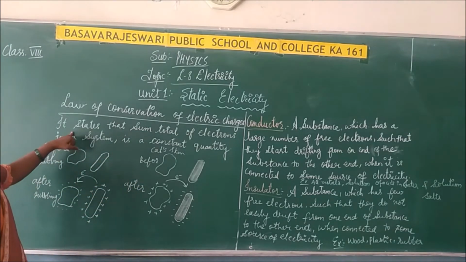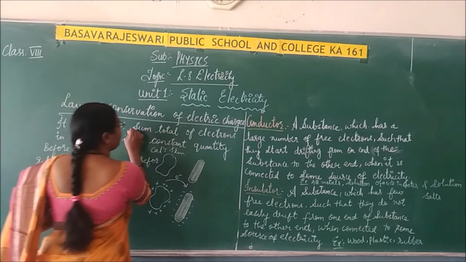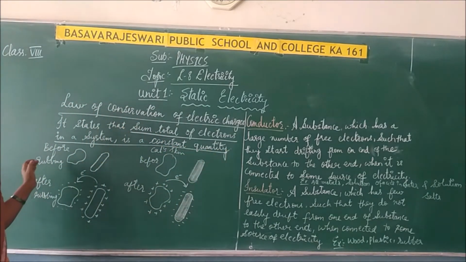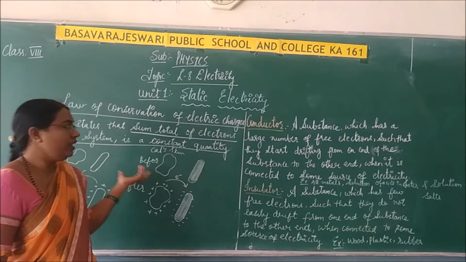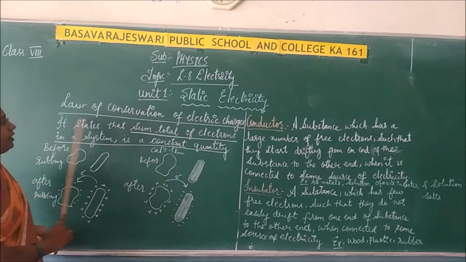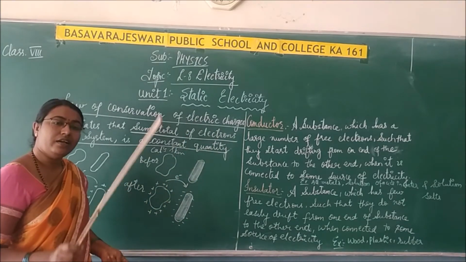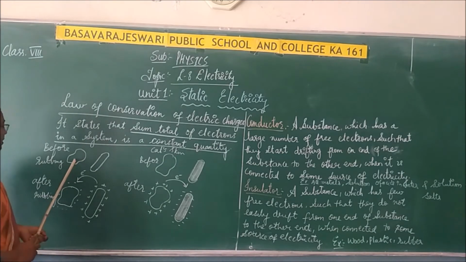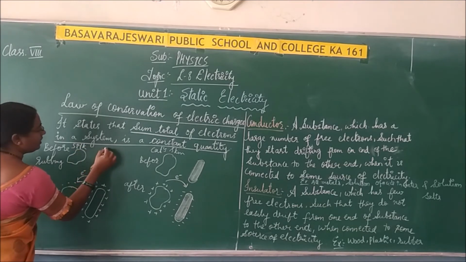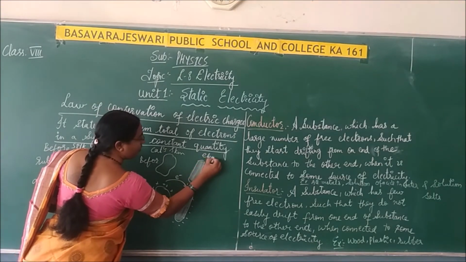In the same way, this law of conservation of electric charges states that the sum total of electrons in a system is a constant quantity. So what is the meaning of this? Okay, let me explain. Let us take the regular example. This is silk and this is a glass rod. This is silk and this is cat skin and an ebonite rod.